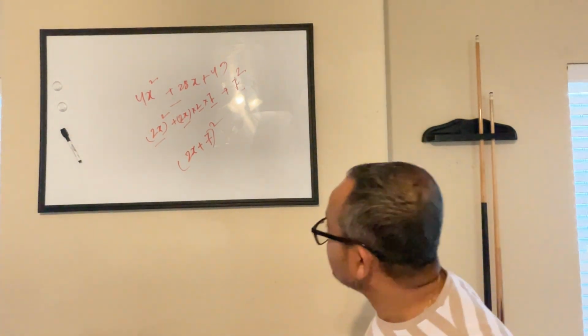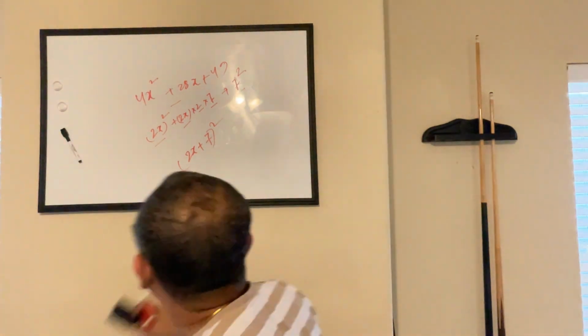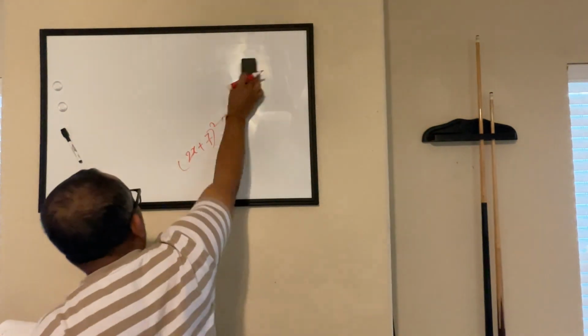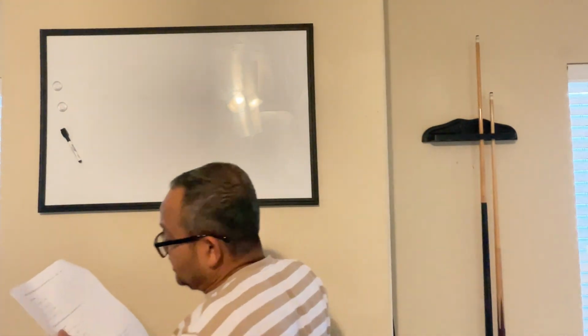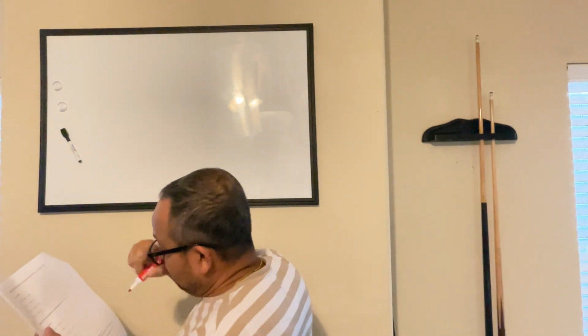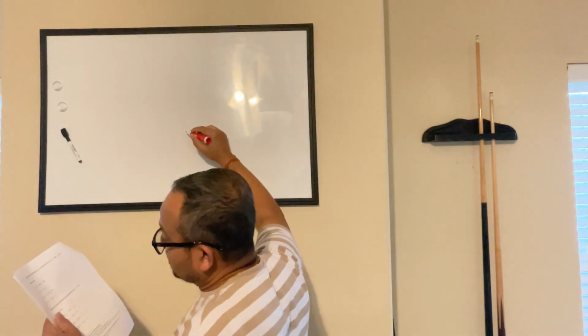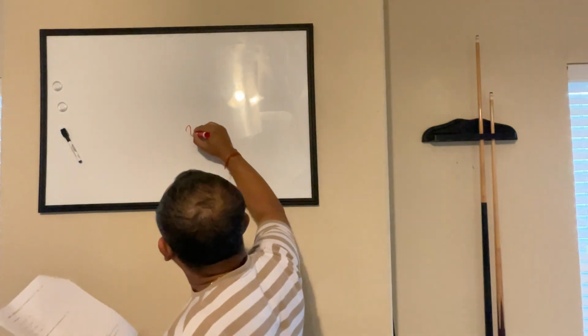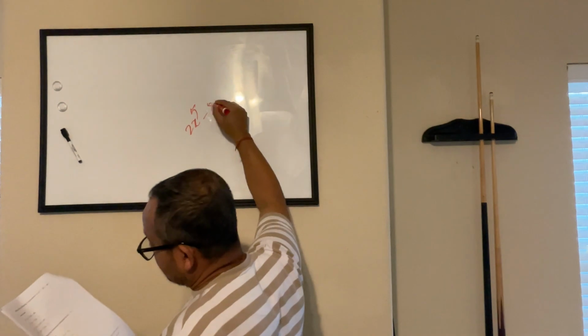Let's look at the next one, and I will not talk. You tell me what the answer is. It's A. Okay, very simple, right? Which of the following is equivalent to 2x to the power 5 minus 8x?